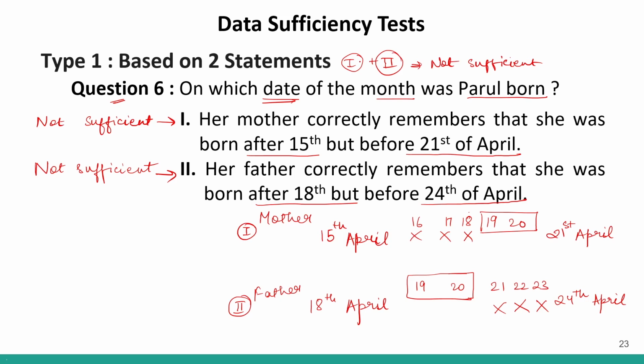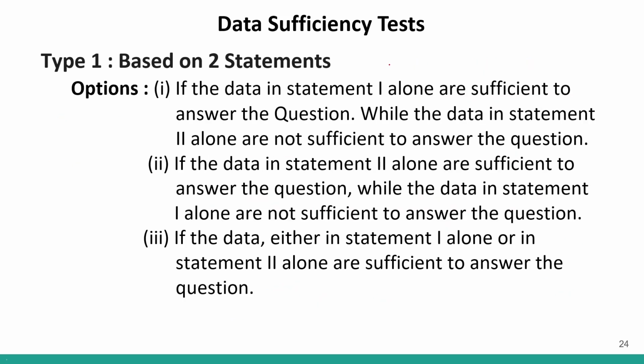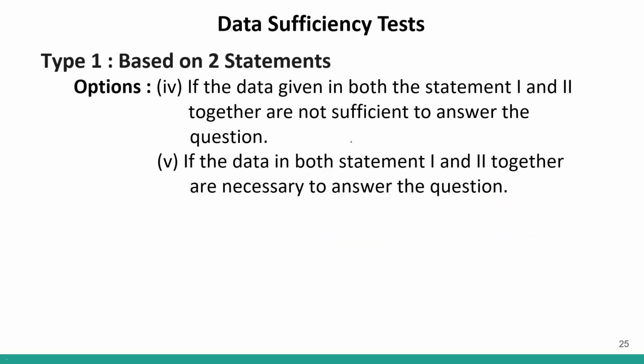So even the data in statements 1 and 2 could not give us the answer. Now if I look at the options, I can see that option number 4 says that the data given in both statements 1 and 2 together are not sufficient to answer the question, because we cannot find the answer. We are still getting 2 possibilities, either 19th April or 20th April. Correct? We are still getting 2 possibilities.